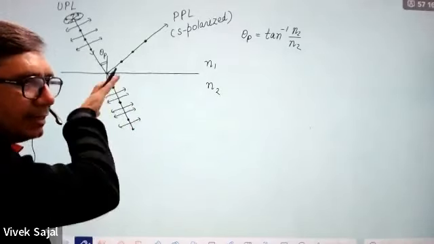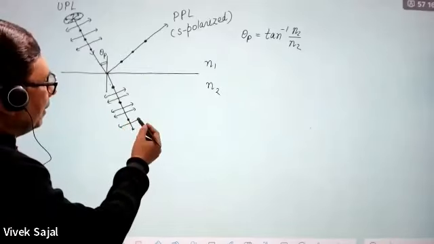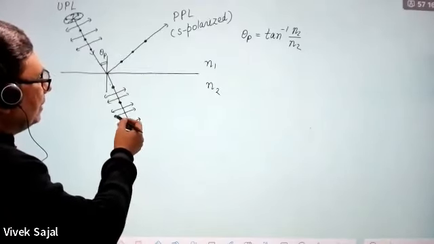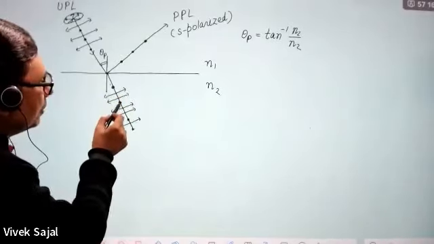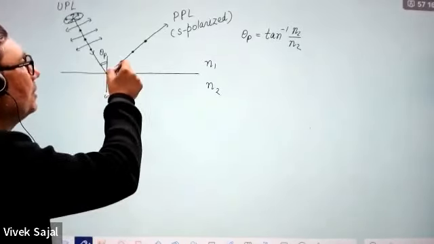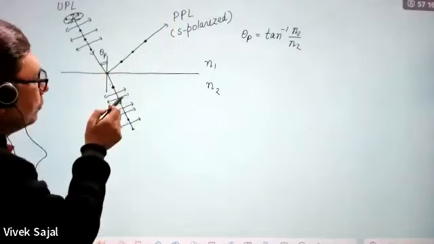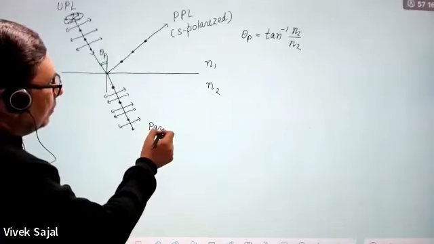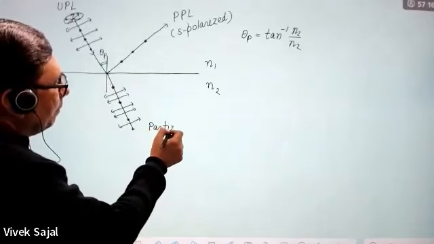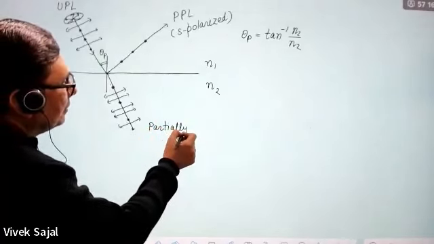And in the transmitted light, the refracted light that is entering the second medium, the parallel components will be more. Their number will be more as compared to the dotted components. These dotted components will be reflected back also. So here, this will be partially polarized light.